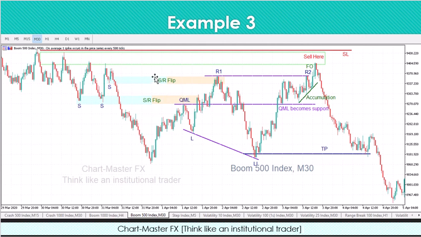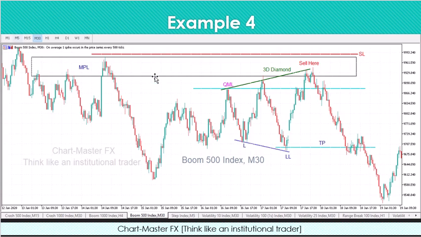So let's go to the next example, number 4. On example number 4 here, you can see that we have an MPL here. You need to check the MPL module, the MPL journal, where we are going to understand the types of MPLs. And once you identify the MPL, you can see here that the Quasimodo level was formulated here.